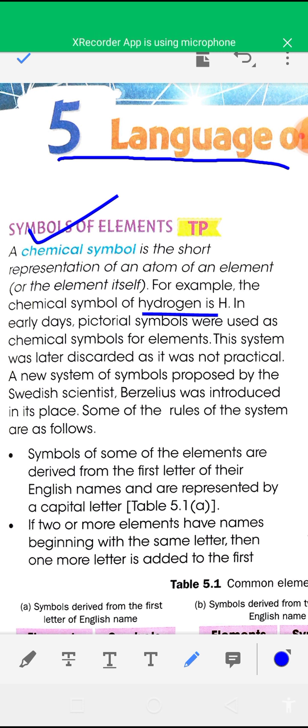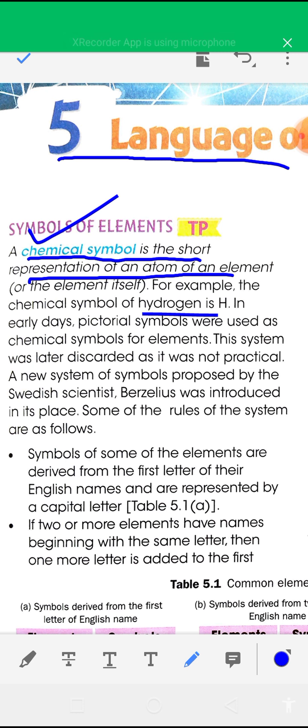So again I am telling what is a chemical symbol. It is the short representation of an atom of an element. For example, symbol of hydrogen is H, symbol of helium is He, symbol of oxygen is O.